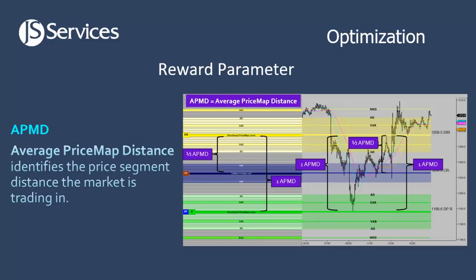The APMD, or average price map distance, is JSServices' reward parameter, which identifies the price segment distance the market is trading in. This is the amount of profit that the market is paying out, and should be used as a metric to define the value of an opportunity. Markets typically trade in 1/2, ×1, and ×2 APMD segment moves. Trade target durations should be aligned with this fact.